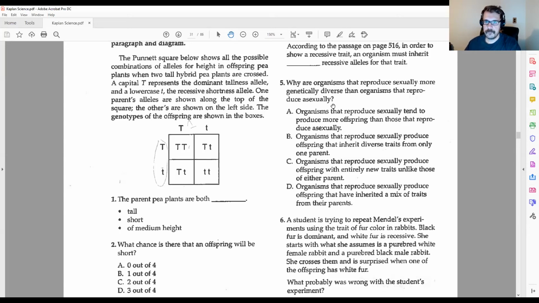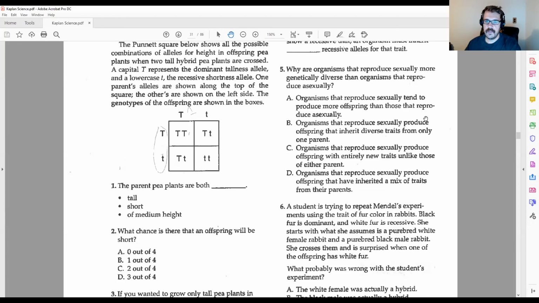Let's see. Organisms that reproduce sexually tend to produce more offspring than those that reproduce asexually. Do we know that? If we're taking this test, it's possible that that's true or that's not true, but that's not information that we know or that is relevant to this question, really. Organisms that reproduce sexually produce offspring that inherit diverse traits from only one parent. Well, that's not true because they inherit traits from both parents, right?